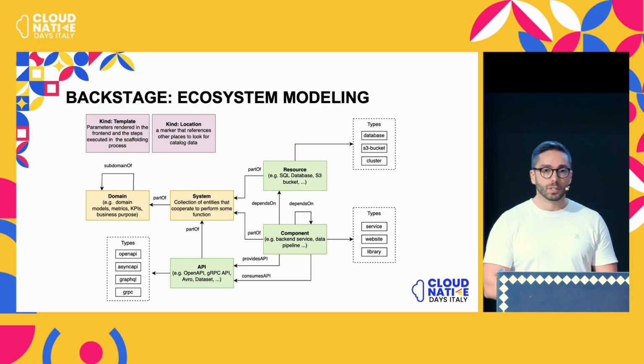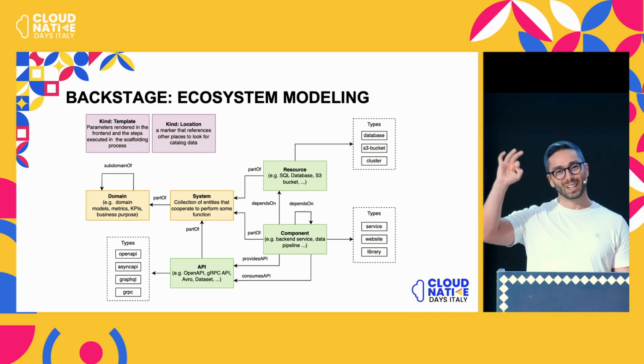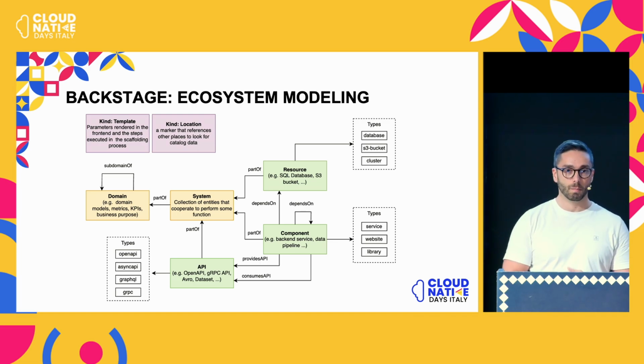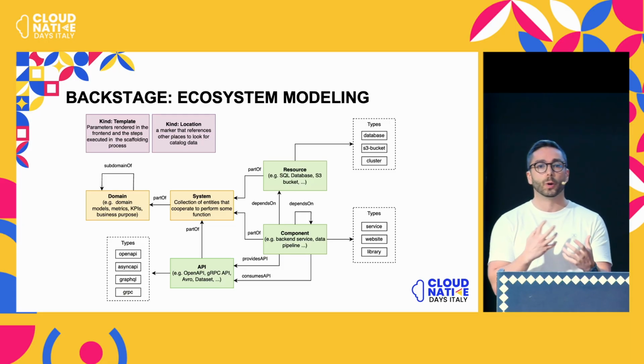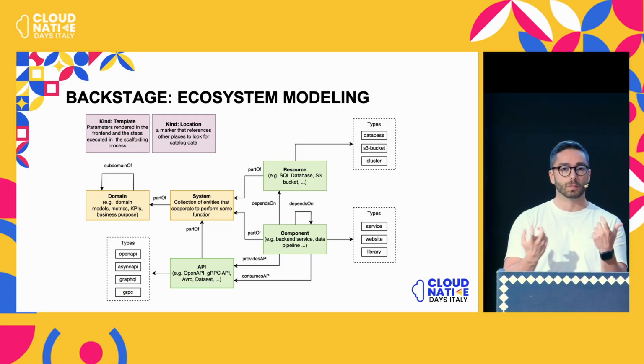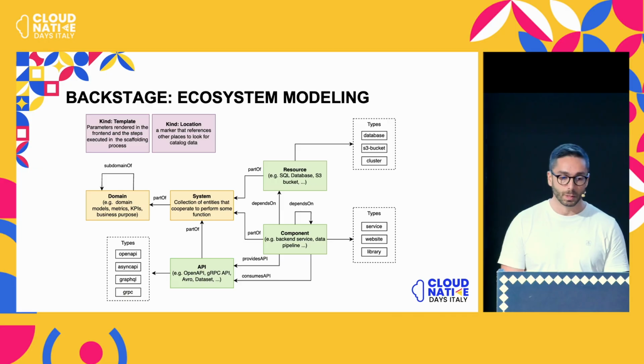On the other side, we have the resources. These resources map to real objects outside of Backstage. It can be a Kubernetes object, or a cloud resource like managed services, databases, or a cluster, as I said. And the API is how the components communicate. We can communicate using REST API, or we can use other protocols like gRPC.